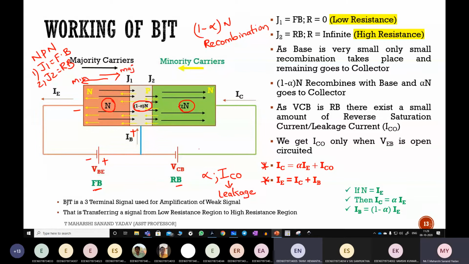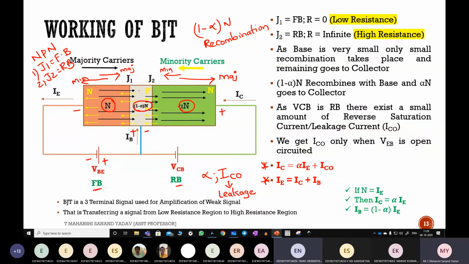Next, in this case, under reverse bias? In reverse bias, P is connected to negative and N is connected to positive. So majority carriers move away from the base, and minority carriers move towards the base.